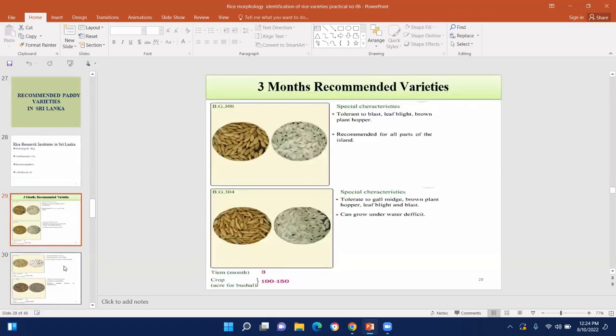Okay, can't you see that letter now? It was a very small font size. Can't you see?